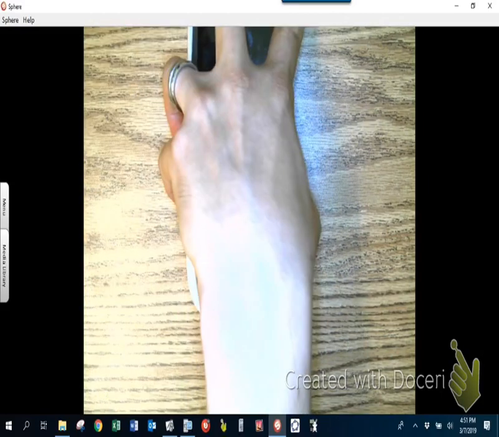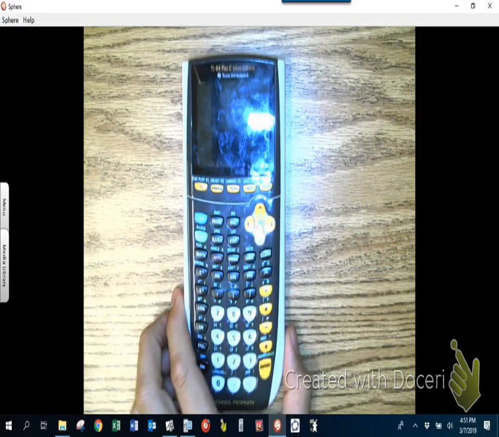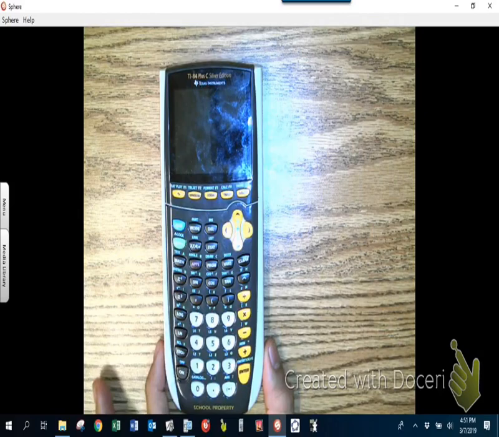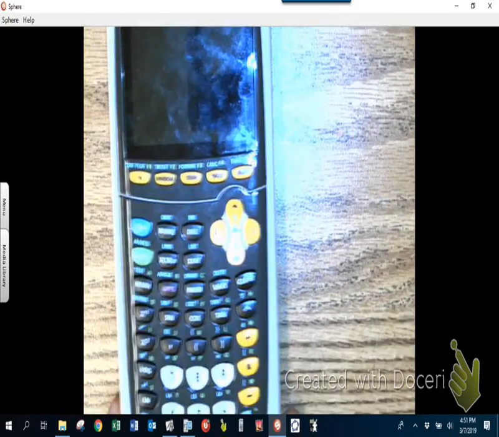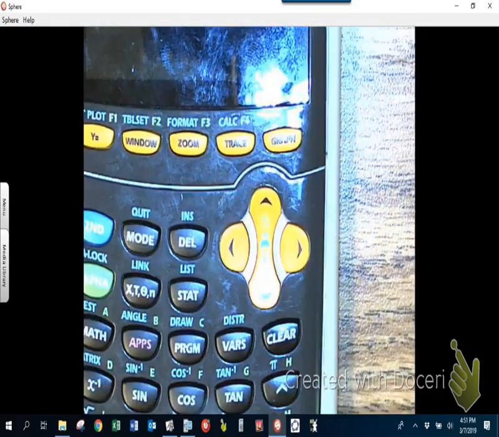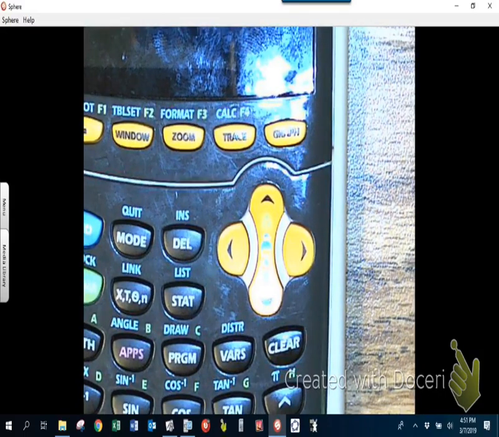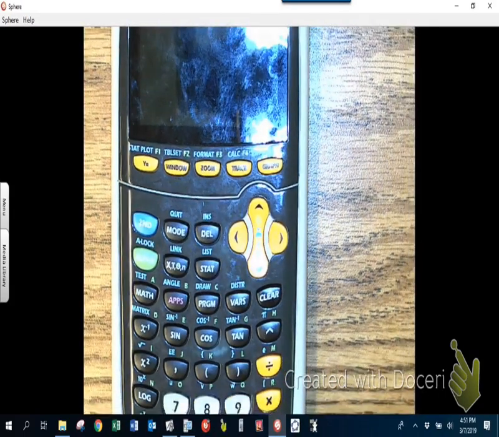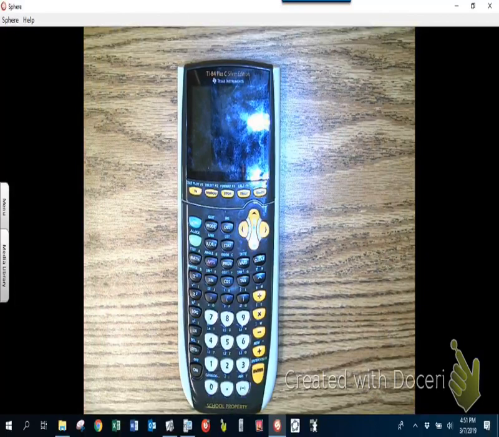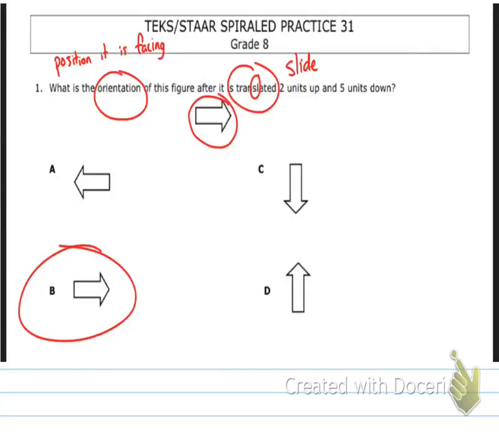All right, and then the last one is going to be dilation. So if I simply just zoom in on this, notice that it is facing the same position. And if I zoom out, make it smaller, make it bigger, then it is still facing the same position. So the only ones that affect the orientation are going to be reflections and rotations. And then the ones that don't affect it are going to be dilations and translations.